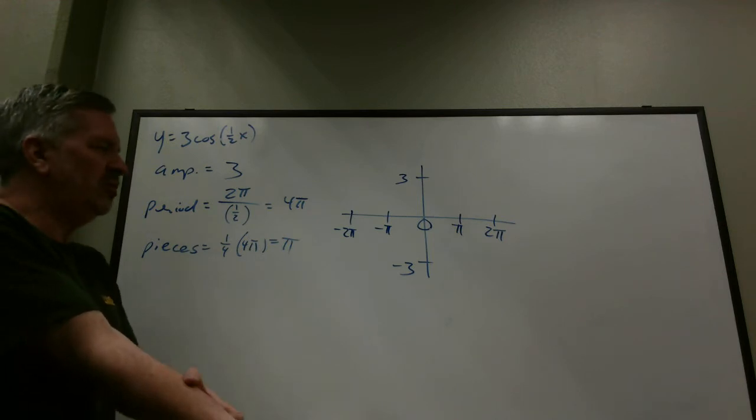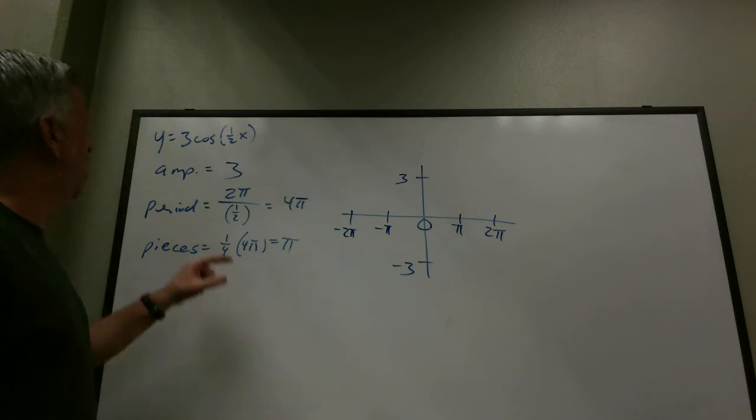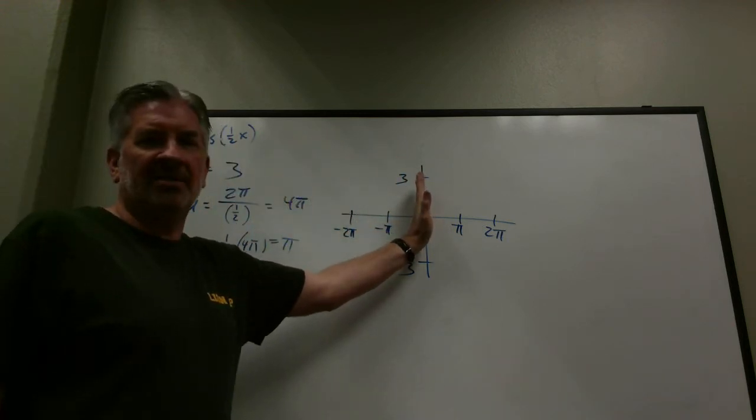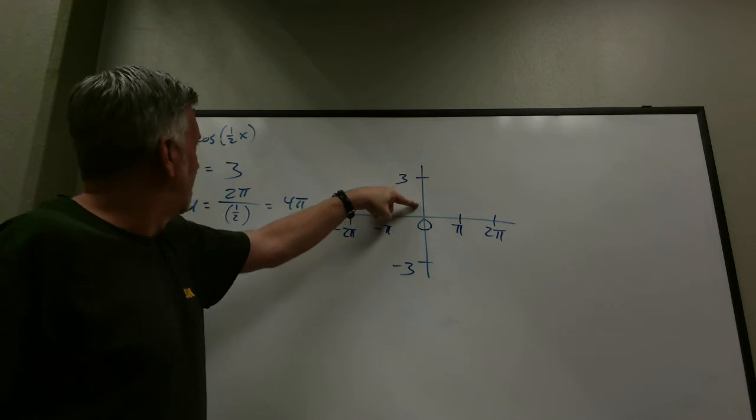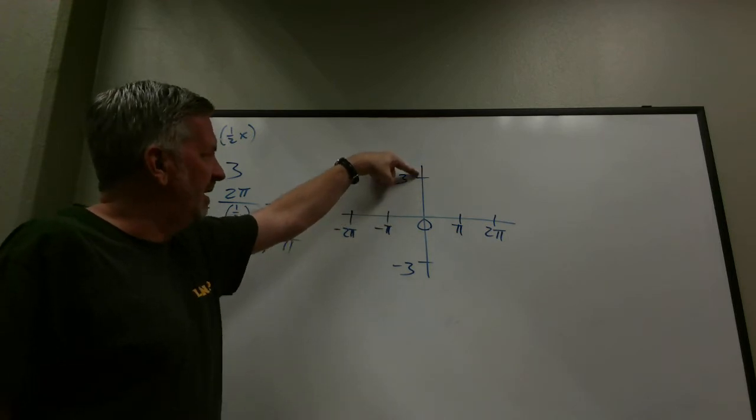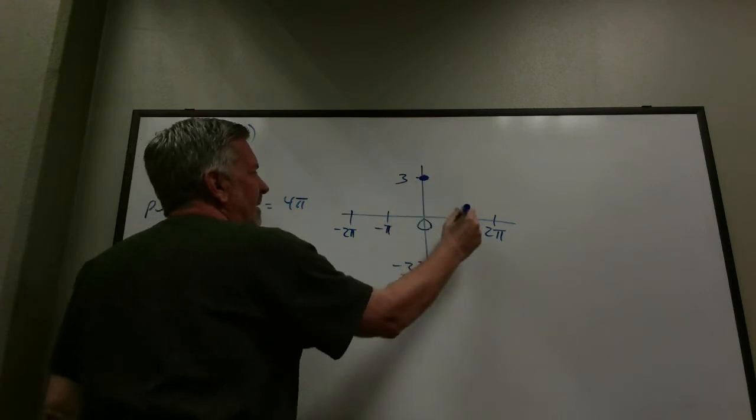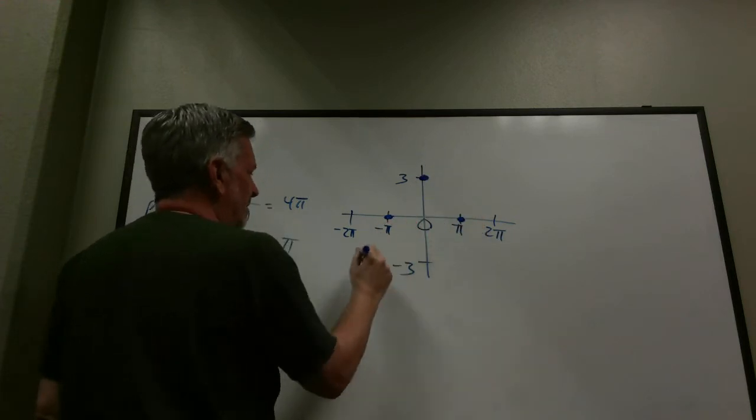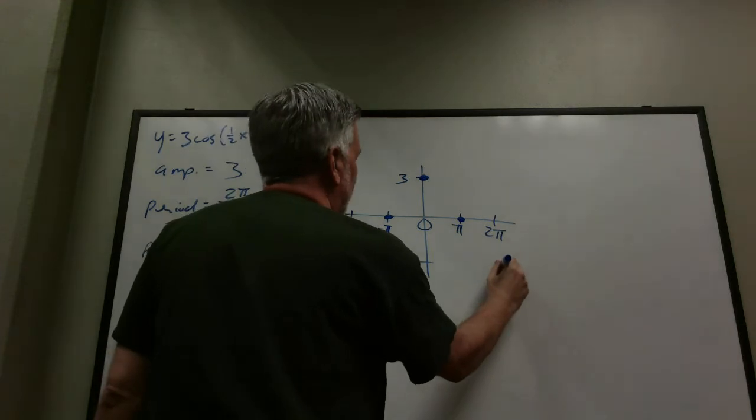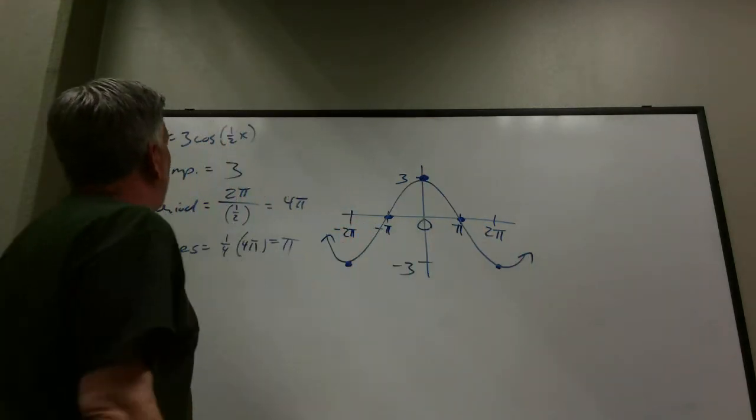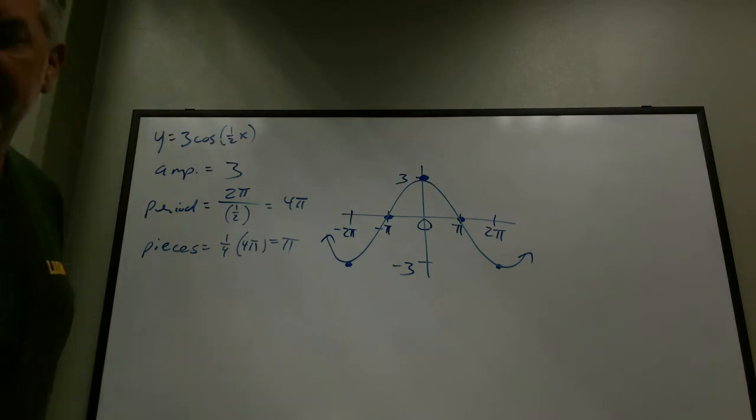Okay, then once you do this, what's the next question you ask yourself? What does the original cosine graph do on the x-axis? It crosses at 0, 1, but we changed the amplitude to 3, and we didn't reflect, so I'm still at 3. So that's a high, middle here, low here, low here. For example, that's a rough sketch of this graph, y equals 3 cosine 1 half x.